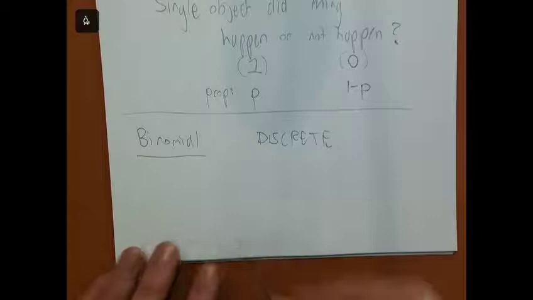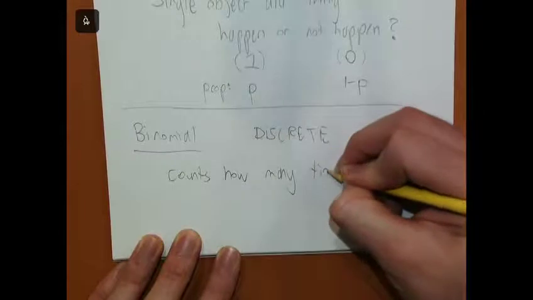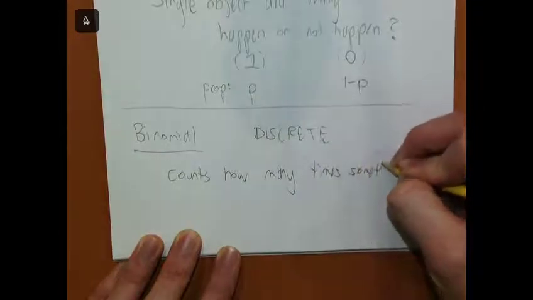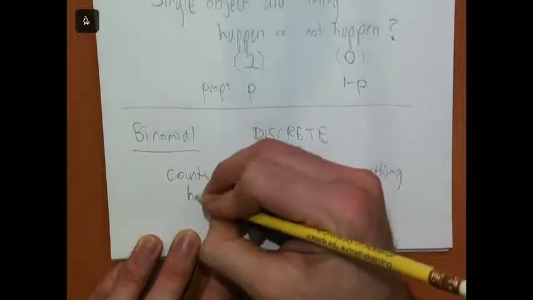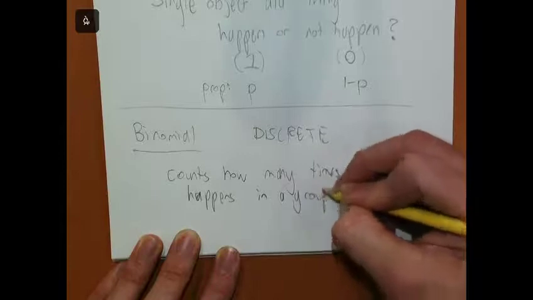So your binomial distribution is also discrete. And the binomial distribution counts how many times something happens within a group. Okay, that's my way of saying it. And there are 4 things you're supposed to check, which basically are checking those things. All right? It's that it counts.